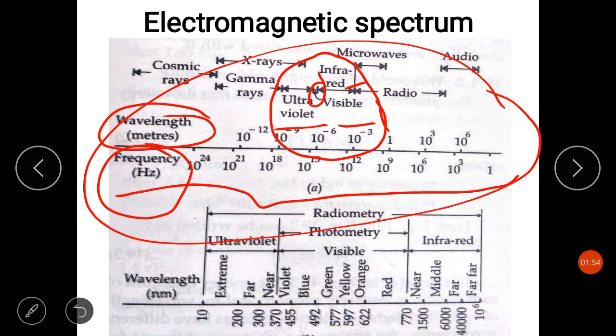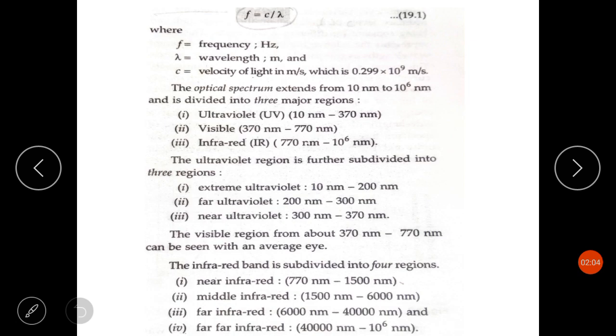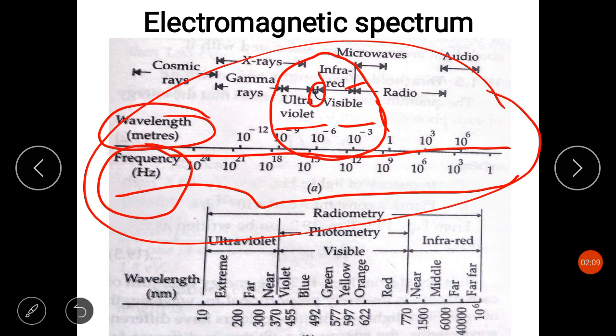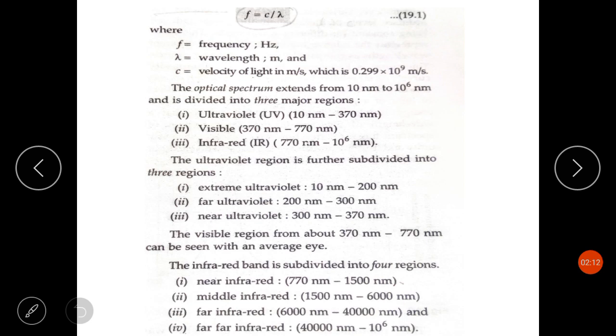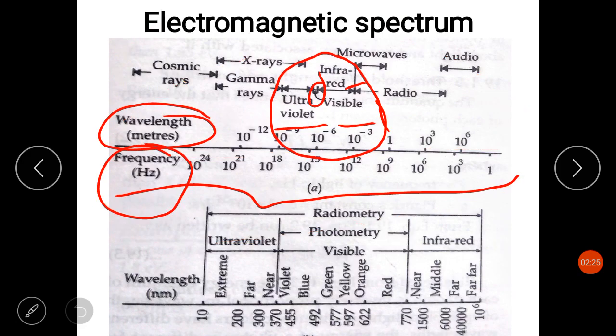Here the wavelength of all the regions in the electromagnetic spectrum is given, as well as the frequency. As I've told you, the optical spectrum consists of a very small part of the electromagnetic spectrum, and it is divided into three regions: ultraviolet, visible and infrared. It covers a wavelength range from 10 nanometer to 10 to the power 6 nanometer, that is, ultraviolet, visible and infrared up to this wavelength. This is the optical spectrum wavelength.